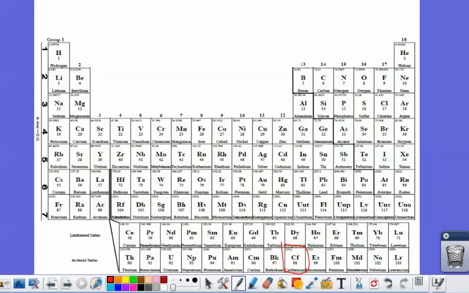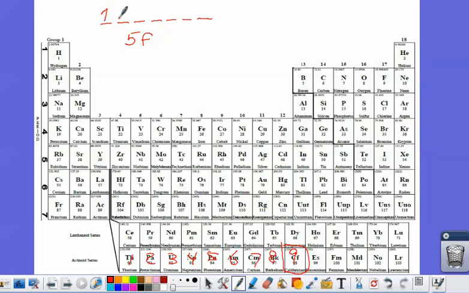So we're going to do an F block element. We've picked number 98, which is californium. So this is in the F block. This happens to be 5F. Remember, 5F has 7 orbitals. So we would just count 1, 2, 3, 4, 5, 6, 7, 8, 9. So we need 9 electrons.